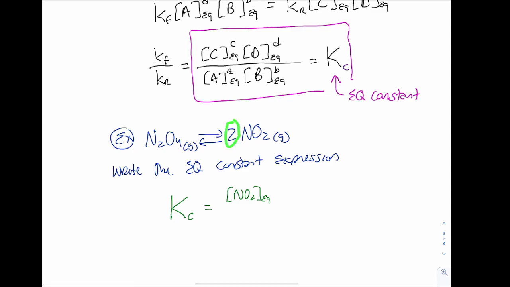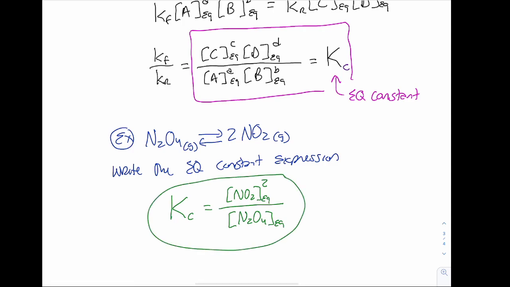Because I have 2 moles of nitrogen dioxide, I'm going to raise that to the second power. And then that's going to be over the concentration of N2O4, also at equilibrium, and that's raised to the first power because I have 1 mole. So this would be my equilibrium constant expression for this reaction. So again, concentration of products over the concentration of reactants, each raised to a power equal to their coefficient.